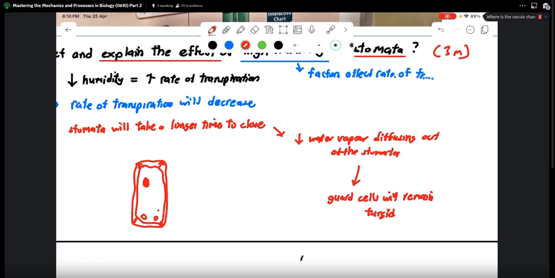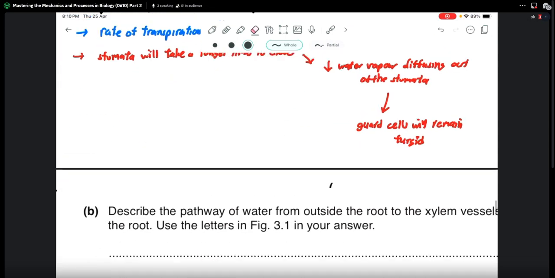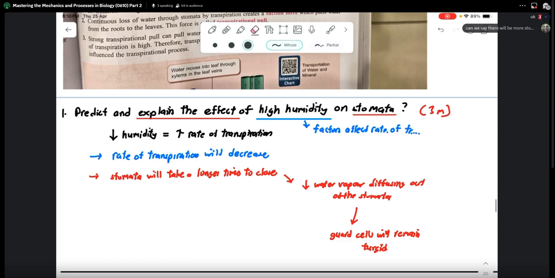Where's the vacuole? Oh, this part. But then I would say that should be the vacuole. I'm just sketching it only. Okay, so this is how it looks like. All right. So do you understand this question?